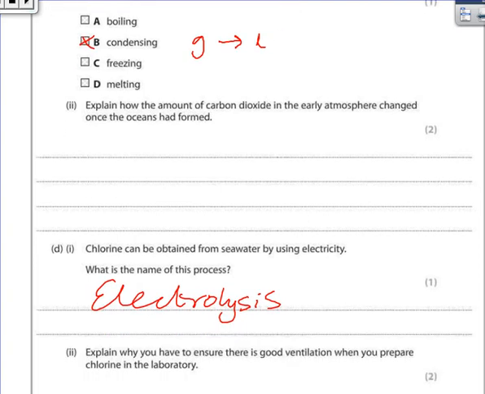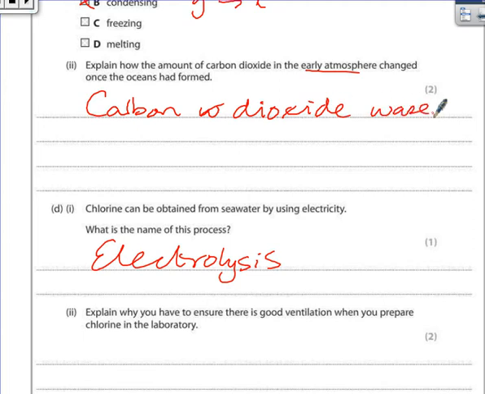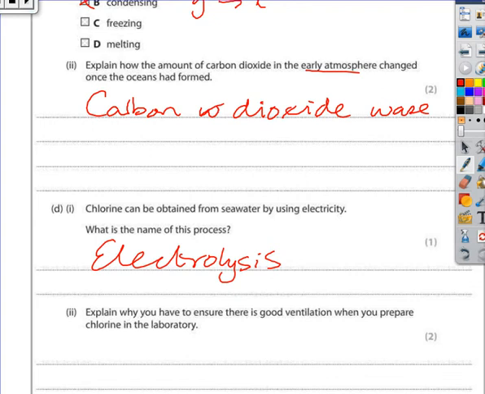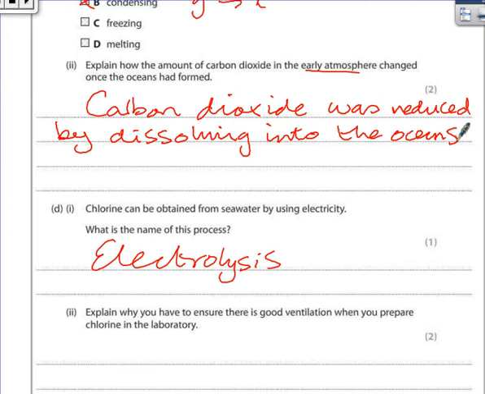And explain how the amount of carbon dioxide in the early atmosphere changed. Okay, so carbon dioxide was reduced by dissolving into the oceans. 2 marks. Okay.